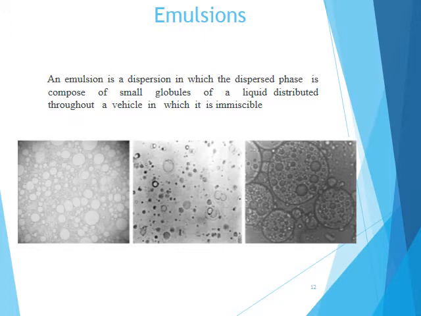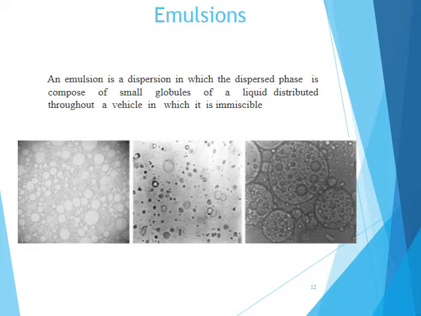If we have a variety of particle sizes, as can be seen in the first two images, then we call it a polydisperse emulsion. So we have monodisperse and polydisperse emulsions, depending on whether we have a single particle size or a variety of droplet sizes inside the emulsion.